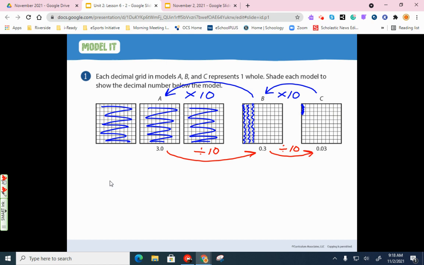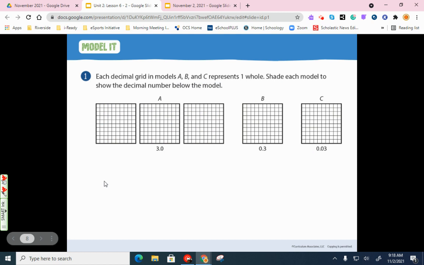So just keep that in mind as far as the relationship between both. And visually, you can see that happening here. How when you divide, you just get smaller and smaller. And then when you multiply, you get bigger and bigger. So let's look at the questions in 2.